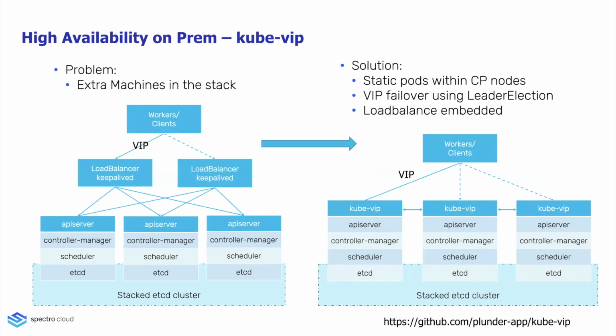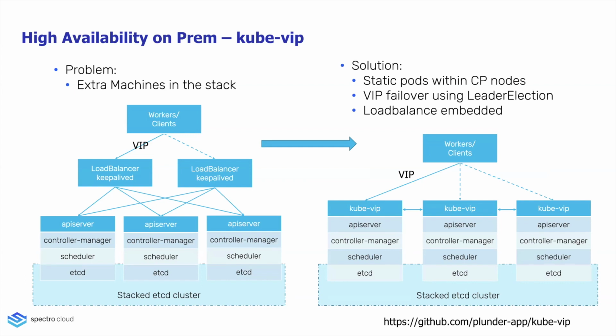And that brings us to Kube-VIP. Kube-VIP is a new open source project to solve this specific challenge. Instead of using separate load balancer VMs, Kube-VIP runs as a static pod within the control plane node, just like any other control plane component, like the API server and scheduler. All of them run as static pods within the control plane node.